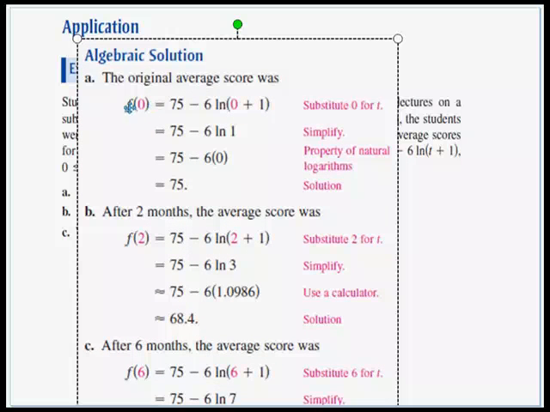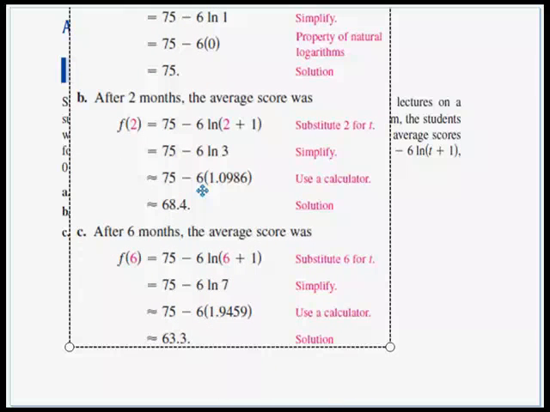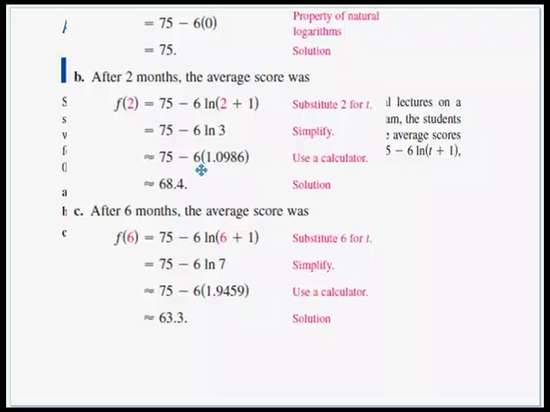So we plug in 0. At time 0, 75 minus 6 times the ln of 0 plus 1. Well, 0 plus 1 is 1, and the ln of 1 is 0, so 6 times 0 is 0, and the average score is just the 75. So what happened after 2 months?